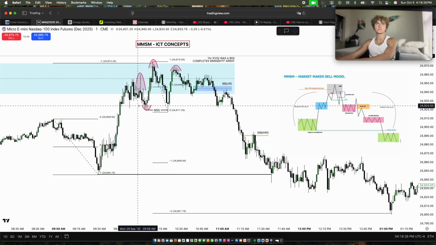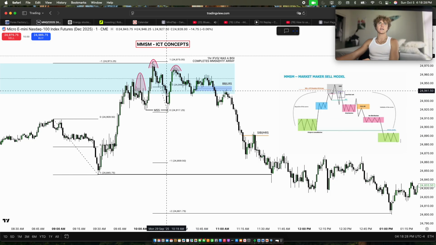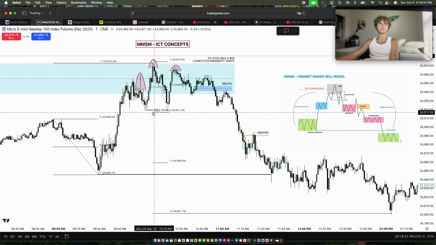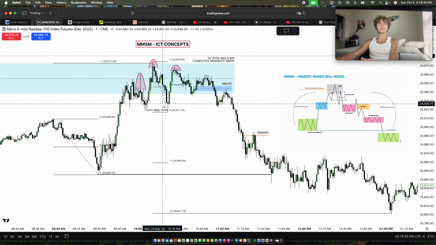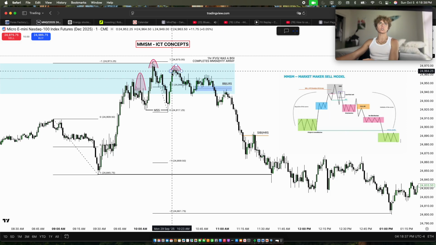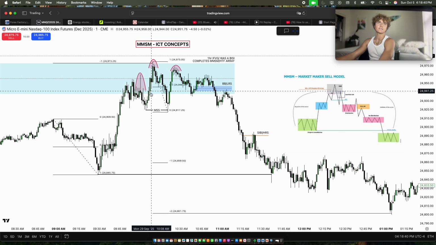I'm going to delete these because that's kind of distracting. This candle takes out this sell side. It gets below this low. So now we have a market structure shift. And then I could expect us to have a short-term high. In this case, I'll just start from the beginning.